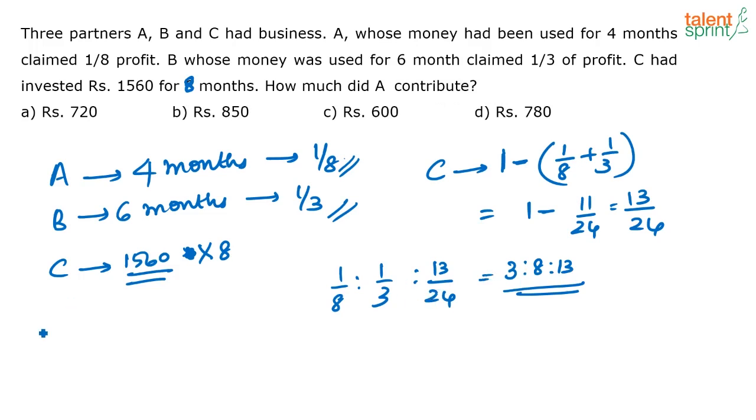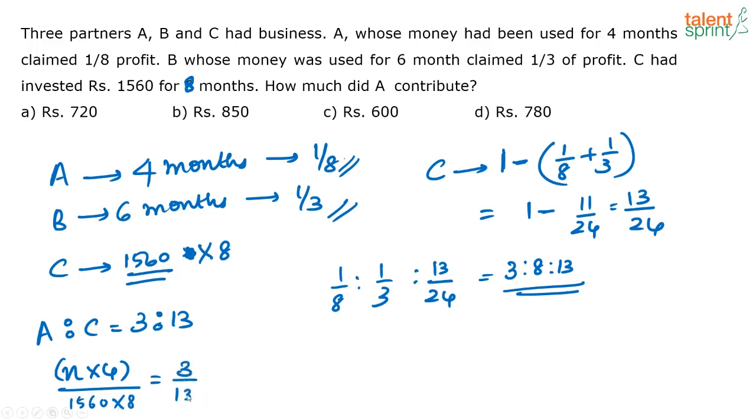Now, what do I know? I know the ratio of the profit shared between A is to C is 3 is to 13. From this I can say that, because in the question they are asking how much A and B contributed. So, if I say that A has invested N rupees for 4 months, correct? So, the amount invested by A into the period of investment, that is 4 months, divided by the amount invested by C. How much amount has C invested? 1560. What is the period? Into 8. This is equal to 3/13. Correct?